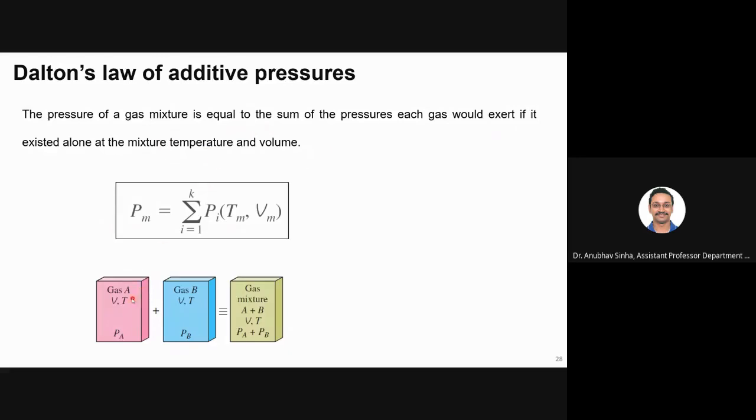Okay, so let us say this is at room temperature and some volume is occupied, and let us say that gas A is some gas, let us say nitrogen, at room temperature and pressure. Similarly, this is at room temperature and pressure, let us say oxygen. So if you combine these two in the same volume, let us say volume remains constant, what will happen to the pressure? Will it be atmospheric or what?